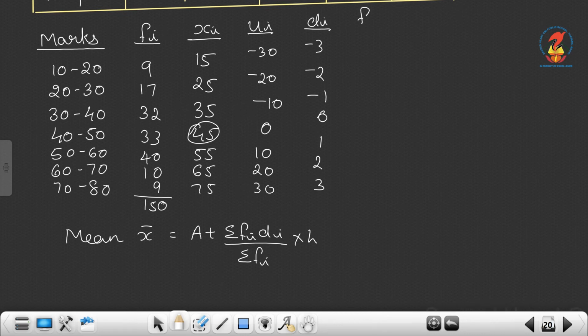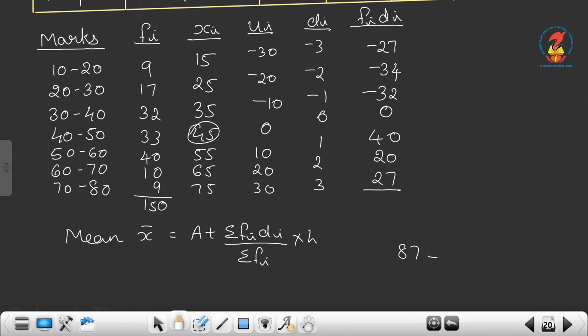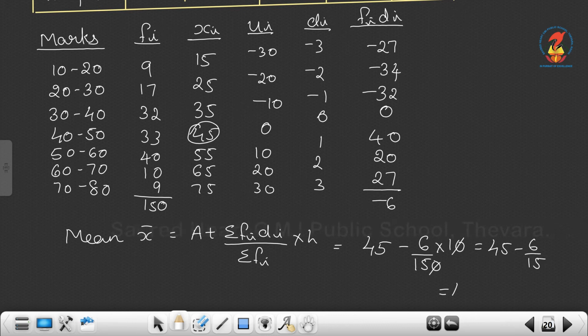Okay. Then multiply fi into di. So fi into di is minus 27, minus 34, minus 32, 0, 40, 20, 27. And what is the sum of that? The positive side is 87, minus 93. So it is minus 6. So the mean is a plus, what is a? 45, minus 6 by 150 into h, which is 10. That is 45 minus 6 by 15. That is 45 minus 0.4. So 44.6. That is the mean.